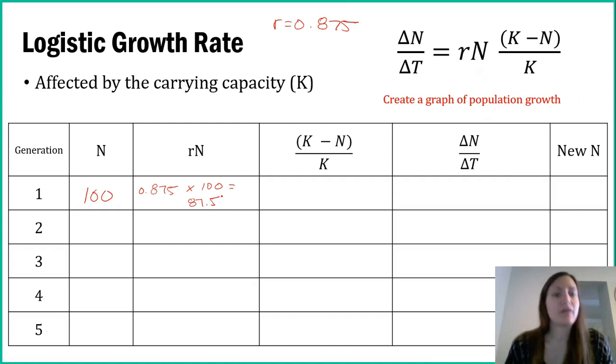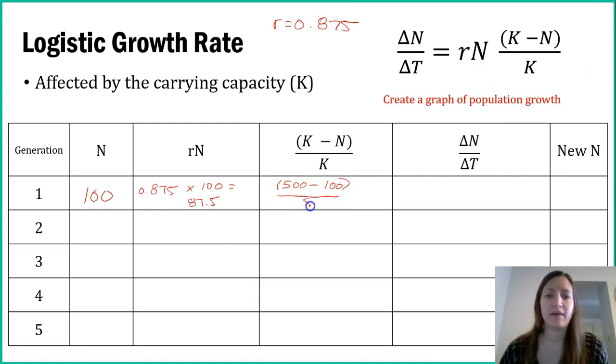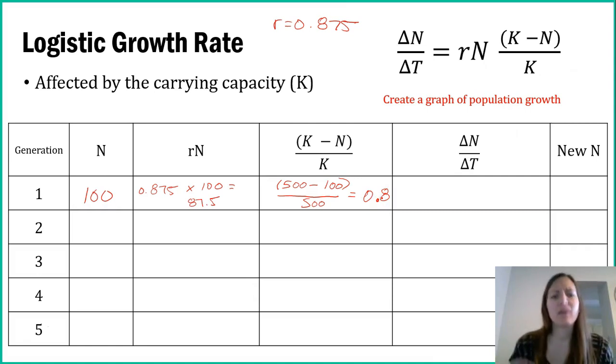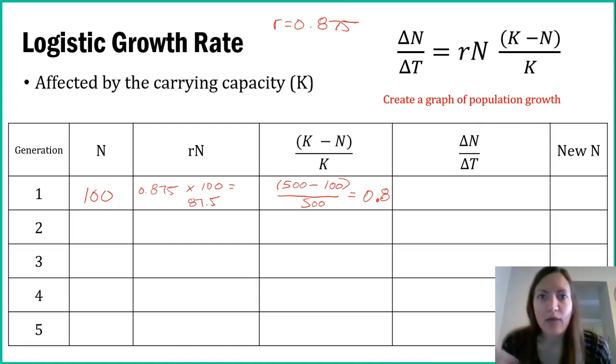But we have a carrying capacity of 500. So let's see what that term shows us. We have 500 minus our n, which is 100, divided by 500. This is going to equal 400 divided by 500, which equals 0.8. So 0.8, it's close to 1, meaning that we're still going to add quite a few individuals. We're not shrinking yet. We're not so close to the carrying capacity yet.